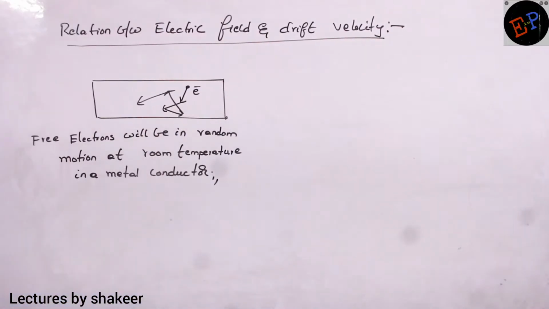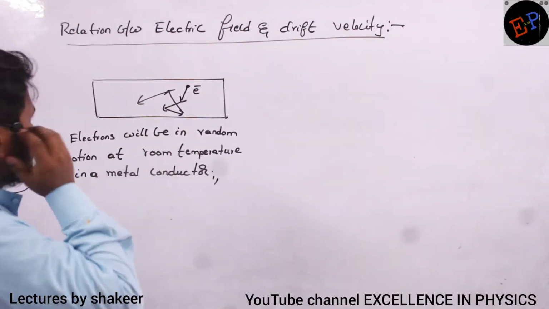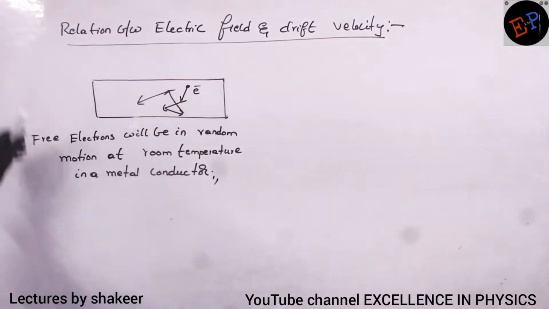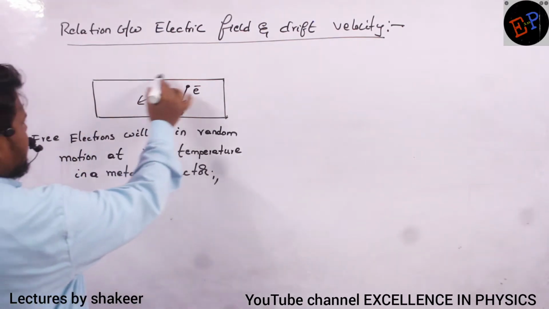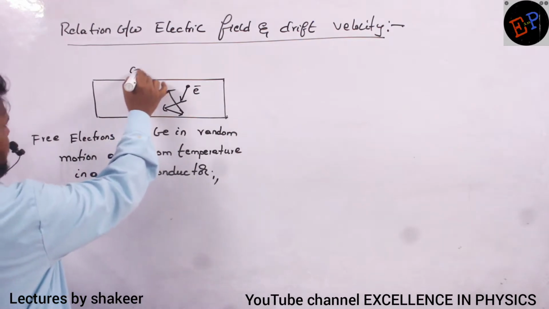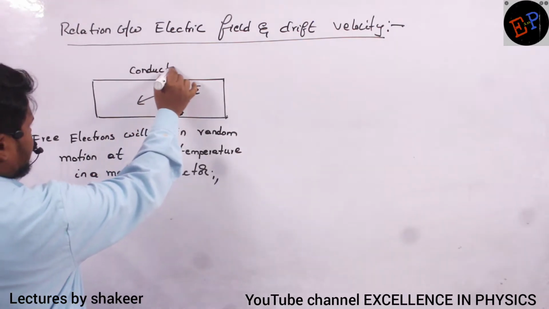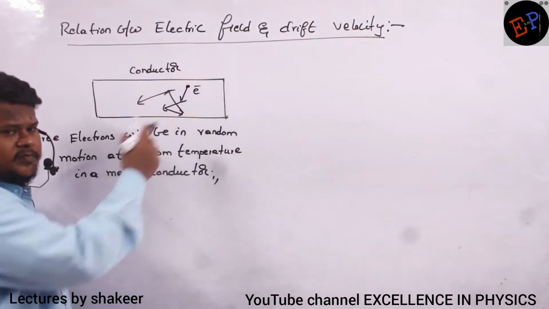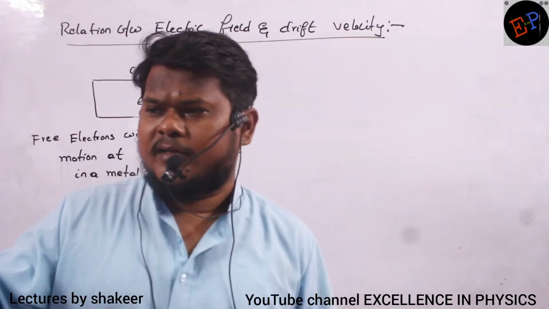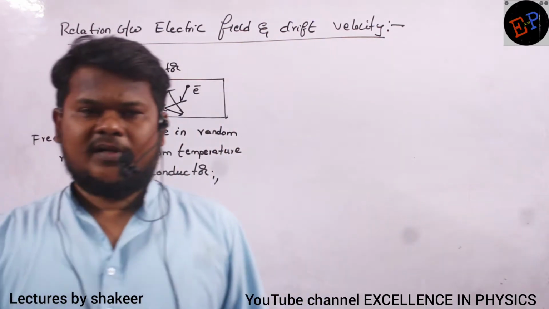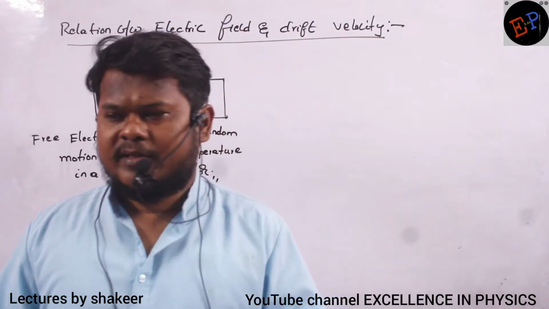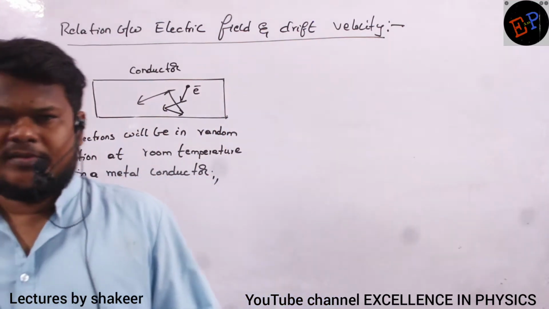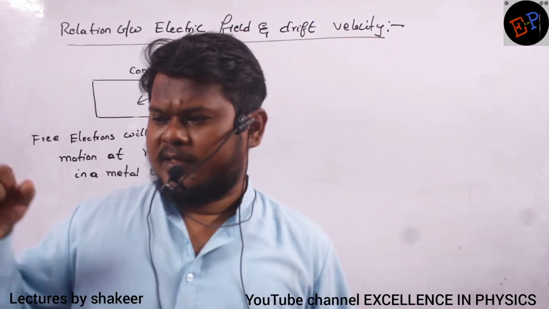Okay, Sima. So we are discussing the relation between electric field and drift velocity. Now see, this is a conductor. In a conductor, we can find free electrons. These are the free electrons. These free electrons take energy from the atmosphere. The atmosphere also has some energy; it is at a temperature of 32, 34 degrees Celsius. So from the atmosphere, they take energy.